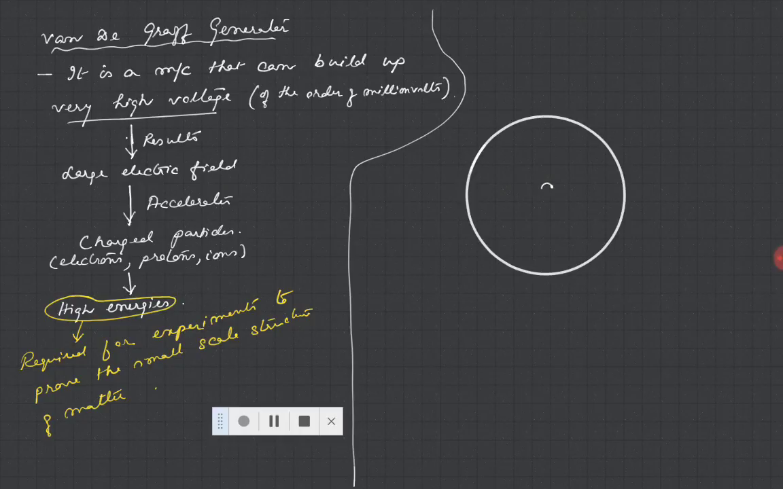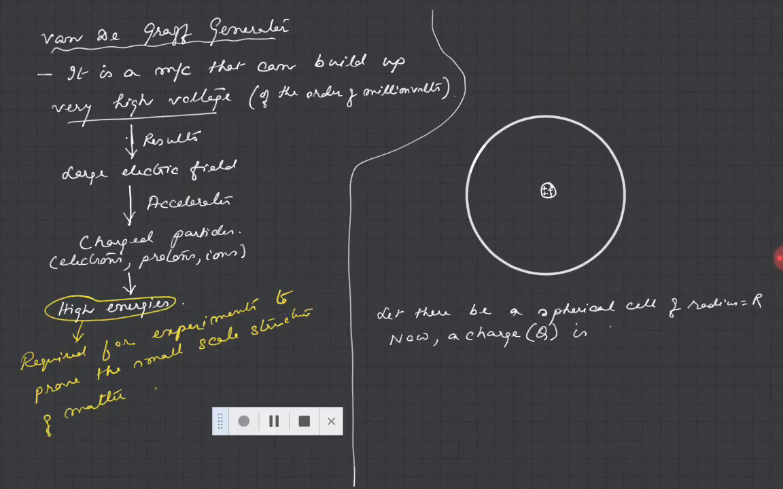So let us draw a sphere. This is a spherical conducting shell of radius capital R, on which we place a charge capital Q. So this charge spreads itself uniformly all over the sphere.